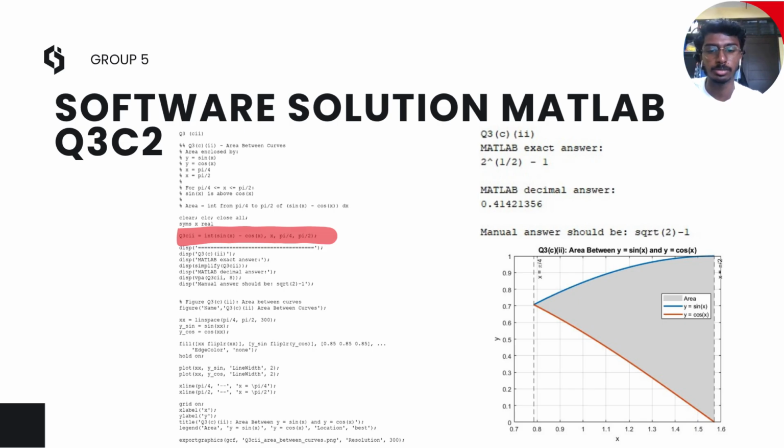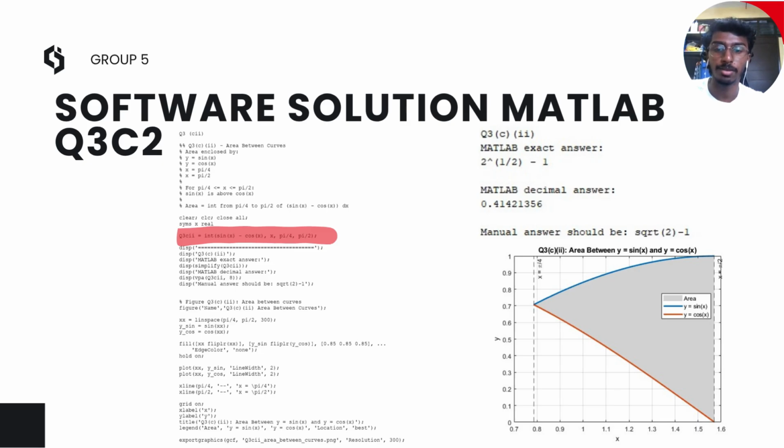Now I will present the MATLAB simulation for question 3C2. We need to find the area of the region enclosed by the curves y equals sin x and y equals cos x, and x equals pi over 4 and x equals pi over 2. In this interval from pi over 4 to pi over 2, the curve sin x is above the curve cosine x. So the area is found by integrating sin x minus cosine x.